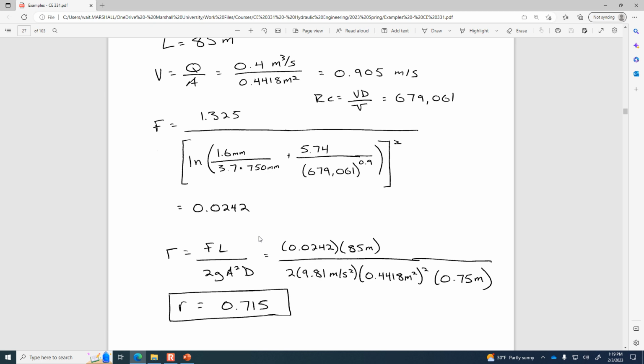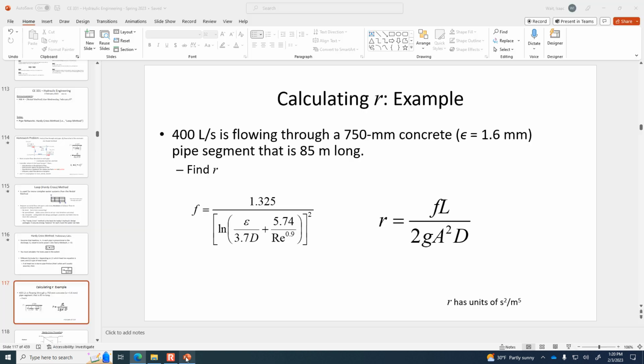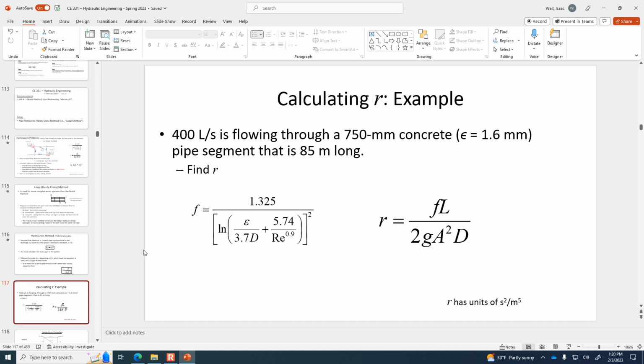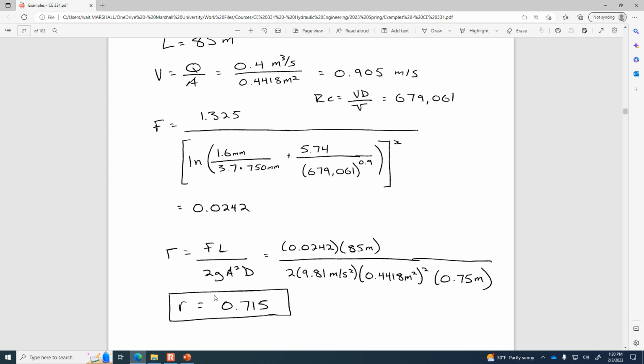But remember that the Darcy-Weisbach equation itself is not dimensionally homogeneous. So that's why here, once we've calculated R, I don't bother to keep track of the units, because when we put it into the Darcy-Weisbach equation, when we apply it by multiplying Q squared times R, we're going to get units of length on the left-hand side. We don't have units of length on the right-hand side because this formula is not dimensionally homogeneous. So it's just applying the Jain equation and then putting it in with the rest of the constants.